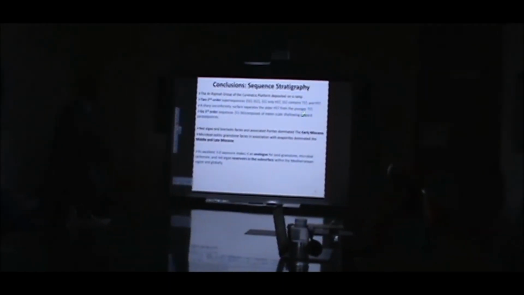The conclusions for the Miocene sedimentology and sequence stratigraphy: the Rajma group was deposited on a ramp system, and it has two supersequences. The first one we call SS1, the second one SS2. The SS1 just has highstand, and it represents the early Miocene. The SS2 is a full sequence. The transgressive systems tract represents the middle Miocene, and the highstand systems tract represents the late Miocene. And these two supersequences are separated by an unconformity surface.